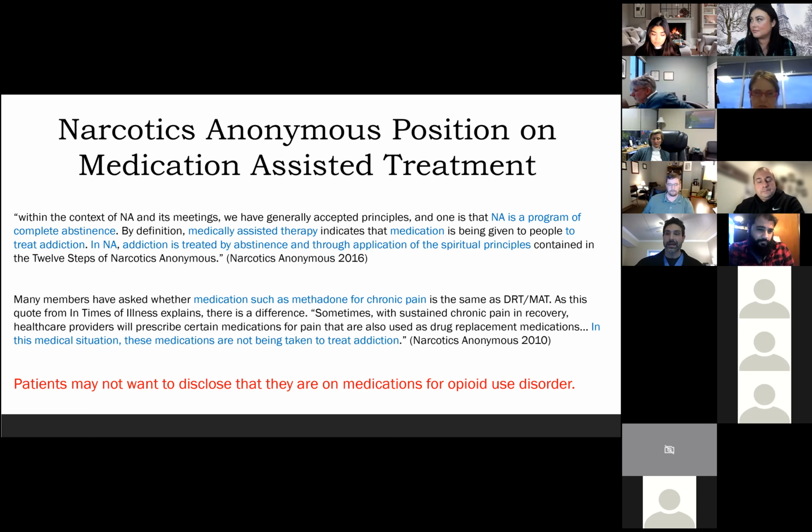It states that NA, or Narcotics Anonymous, is a program of complete abstinence. Then they say, by definition, medically assisted therapy, in other words, medication for opioid use disorder, indicates that medication is used to treat addiction. In NA, addiction is treated by abstinence and through the application of the spiritual principles. All right, so it's not outright stated, but it's very strongly implied that if you are on medication for opioid use disorder, you're really not working that program the way that you should. It's inferred, it's not outright stated, but it seems pretty clear to me.